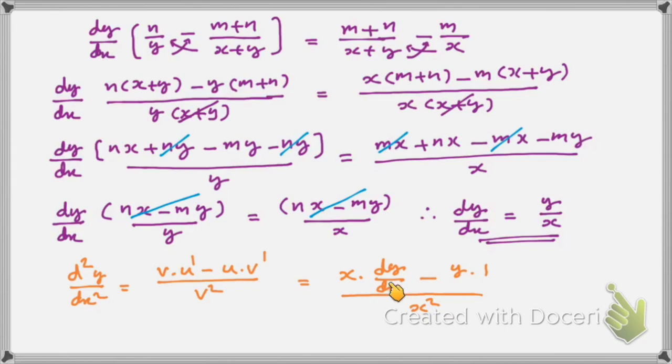But into this, we already know what dy by dx is. dy by dx is y by x. Replace dy by dx by y by x. So you get x into y by x minus y by x squared. If you cancel this x and x here, you have y minus y, which is 0. So d square y by dx square is 0.